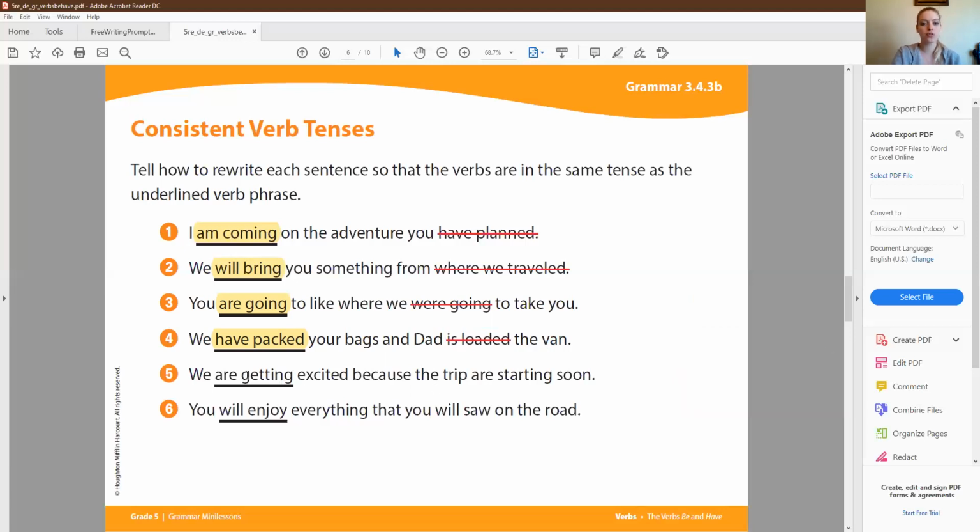Okay, so for 5 and 6, I want you to look at those and see how you can correctly rewrite those sentences. Remember, the verb tense that is underlined is already correct. You need to find the other verb tense in the sentence and change that one. So we are getting excited because the trip are starting soon, okay? Take a second and see if you can figure out what that correct sentence is going to be.